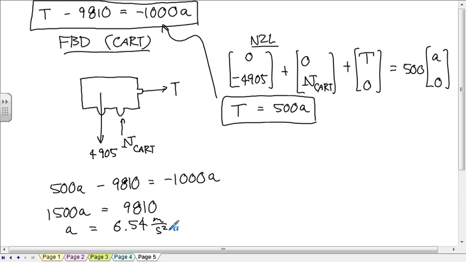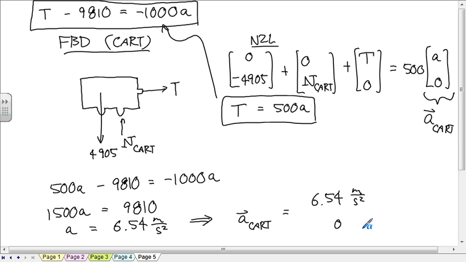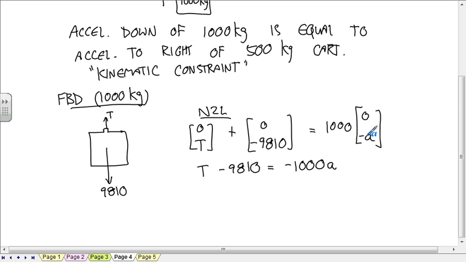And so now the acceleration vector of the cart is this with the value substituted in, and you get 6.54 meters per second squared, 0. Okay. And then if you wanted the acceleration of the hanging mass, you'd substitute the 6.54 into this acceleration vector from the other Newton's second law. Any questions about that?